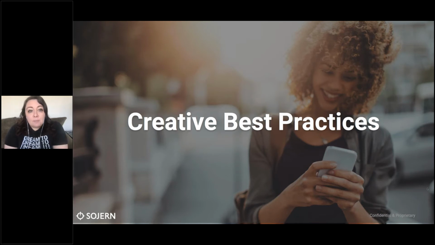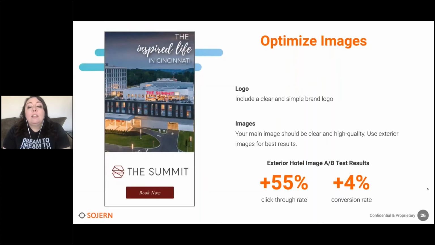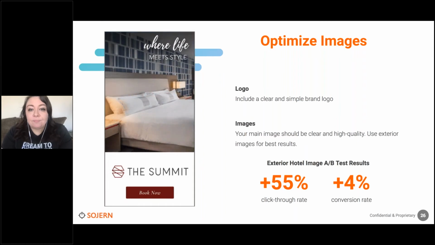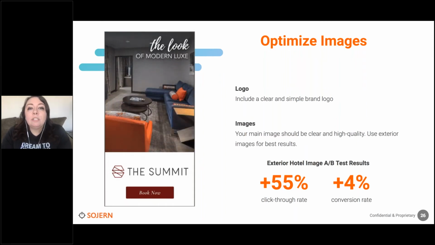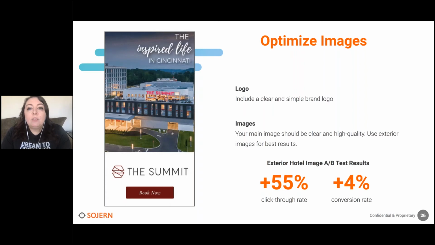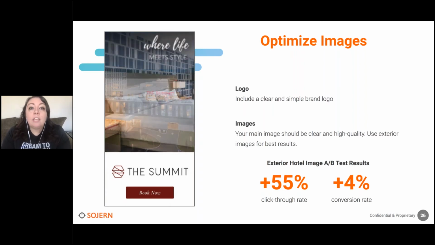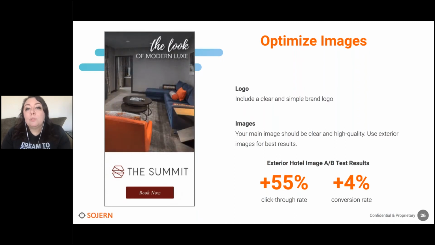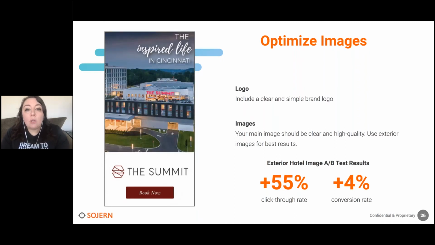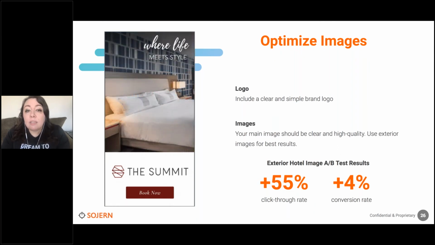Okay, so we'll jump into best practices. So best practice number 1. When creating your ads, make sure to include a clear and simple brand logo so they know who the ad is for and can recall it throughout their path to purchase. The images you use throughout your ads should be clear and high quality so travelers can clearly see what your hotel or attraction is like.